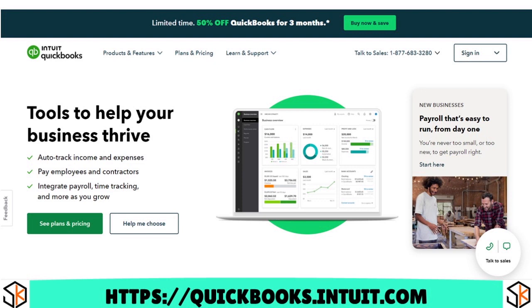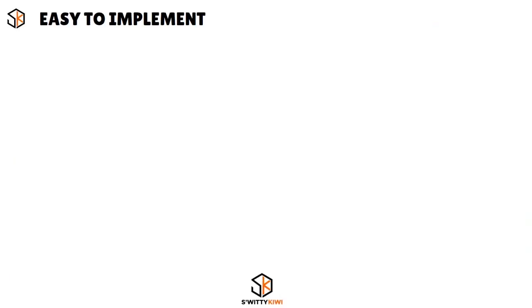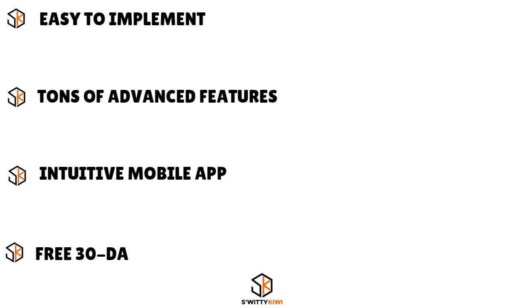Since there are 4 planned options, you can choose the one that works best for your unique budget and business initiatives. Fantastic. So QuickBooks makes sense if you would like customizable accounting software with all the bells and whistles, as well as a mobile app. So what are the pros and cons here? Pros first, it's easy to implement. You have tons of advanced features. You have intuitive mobile app, free 30-day trial, and it is popular. Chances are your accountant, your CPA knows QuickBooks.